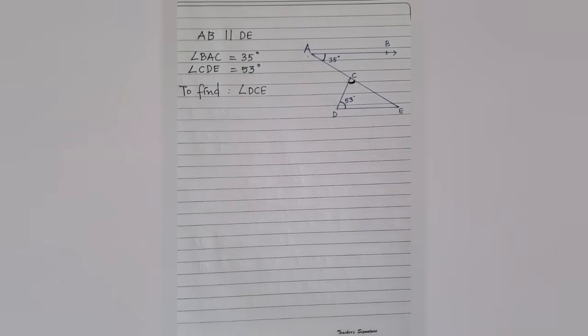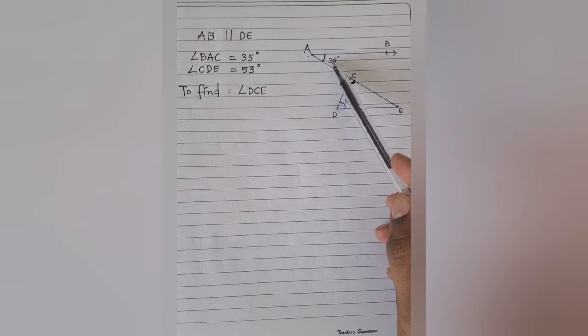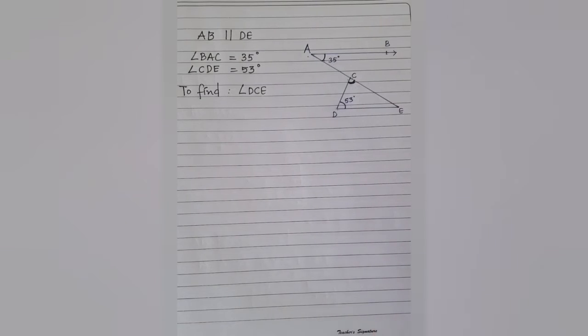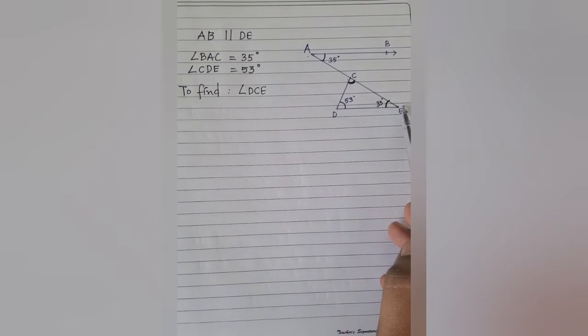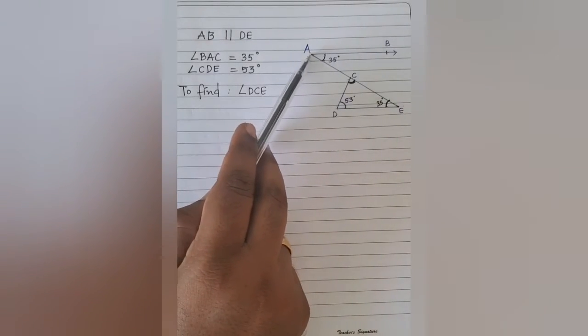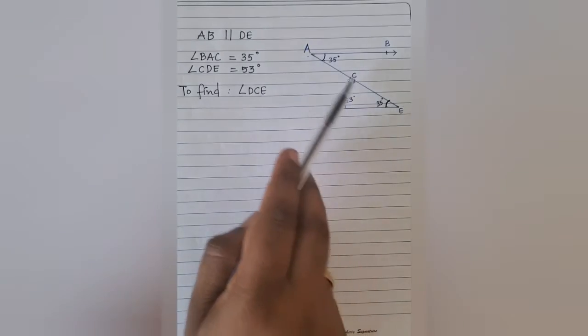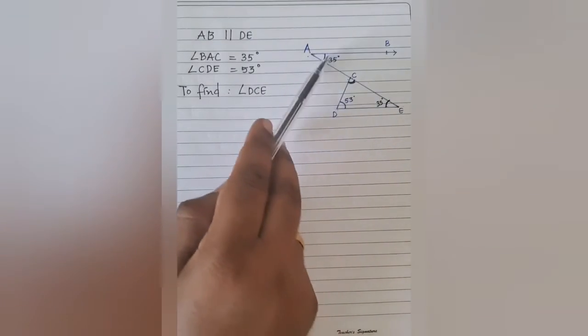So how shall I proceed? If this angle is 35, does it form a pair of angles with any other specific angle? Yes. If you could see here, if this is 35, this angle would also be 35. Can you tell me why? Because AB and DE are parallel, and if I take AE as a transversal, what type of angles are these? They would then be interior alternate angles.